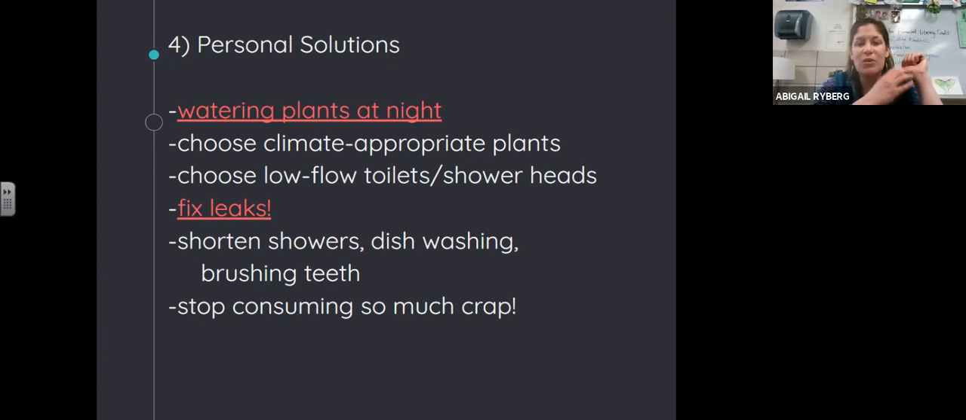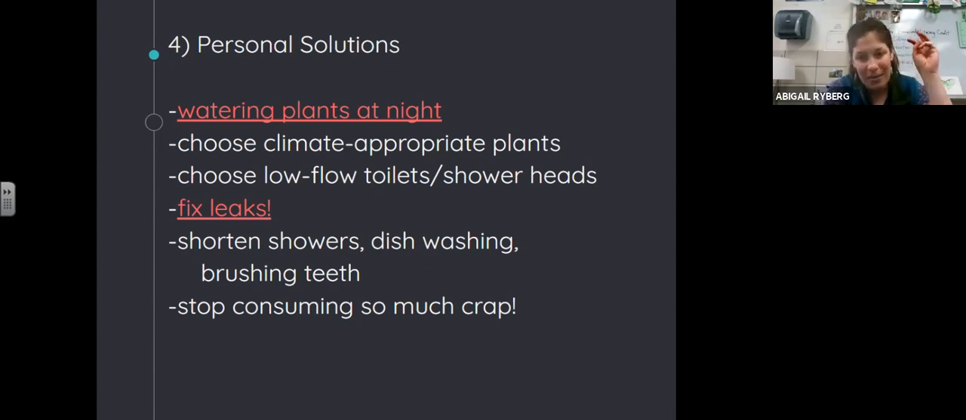Choosing low flow toilets and shower heads. I actually have low flow shower heads, guys, and also low flow toilets. When your parents go to buy one, now they're almost all pretty efficient, but you can even buy better ones. One might be a little bit more, I feel like $30 more or something, but it uses half the water. I can't remember the exact gallons, but they're all pretty good now if you're buying a new toilet. Fix the leaks in your house.